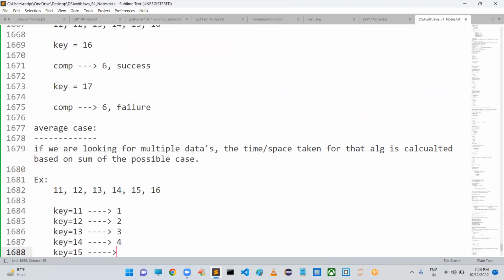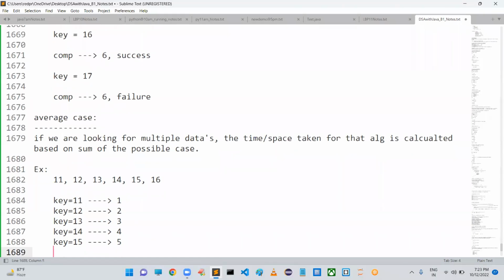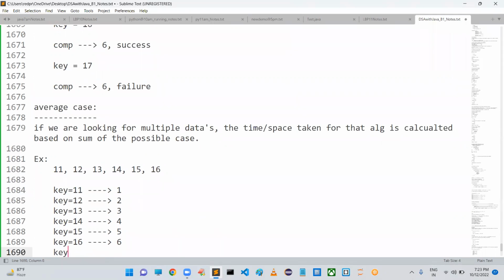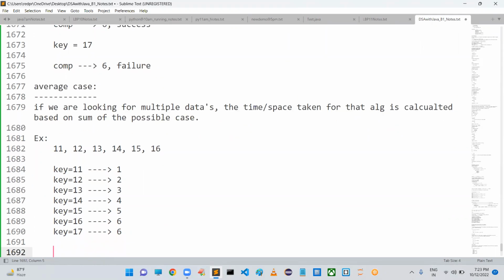How many comparisons are required? Five comparisons. I am looking for 16. How many comparisons are required? Six comparisons. I am looking for 17. How many comparisons are required? Six comparisons. The total number of comparisons over the total number of cases is called the average case. What is the formula for this? Total comparisons divided by the number of cases is the result.